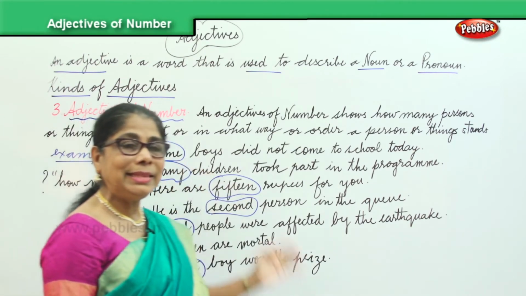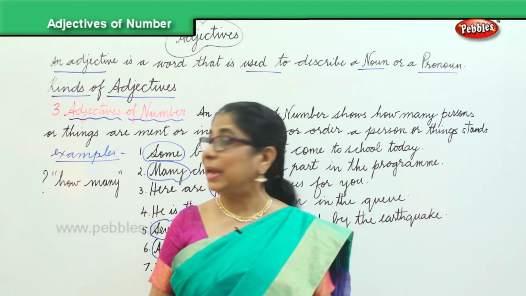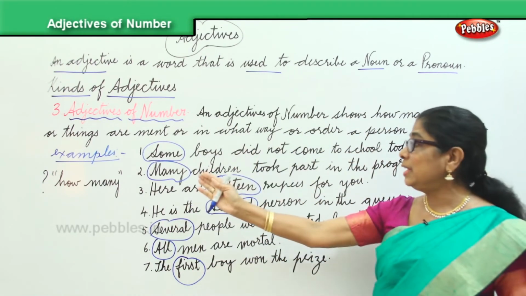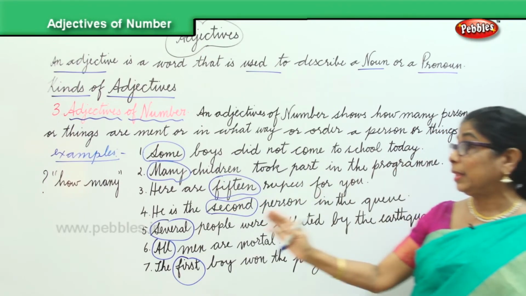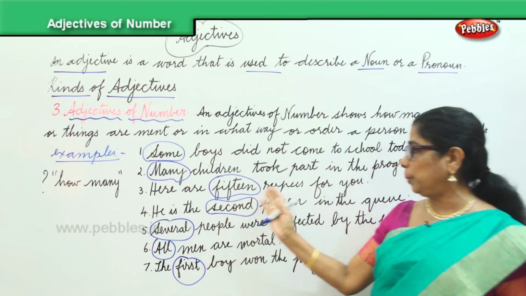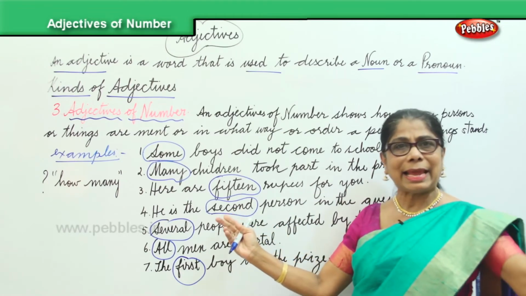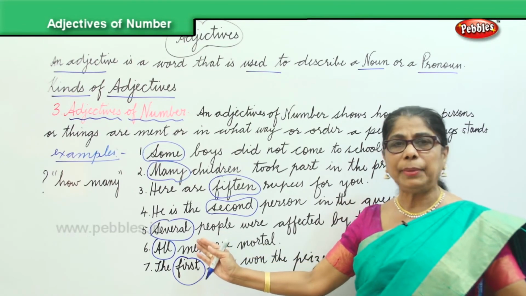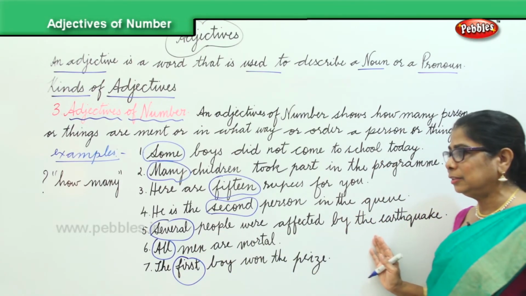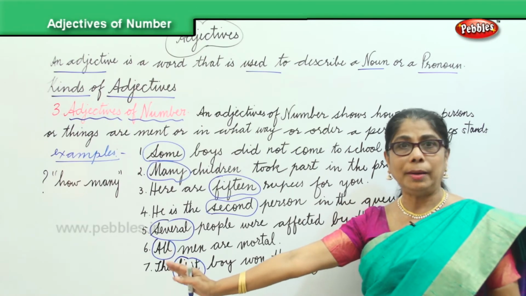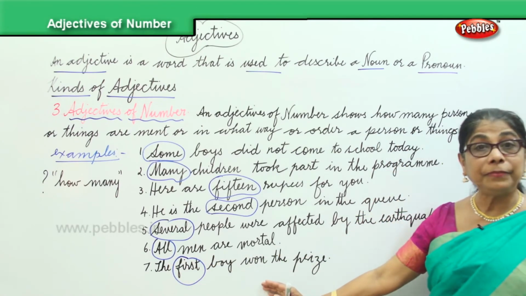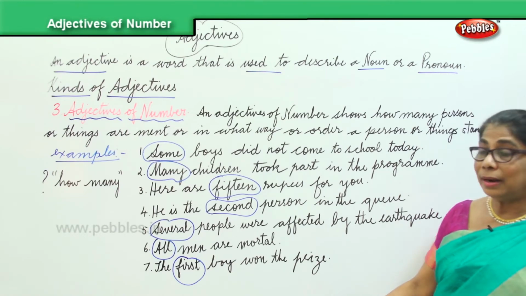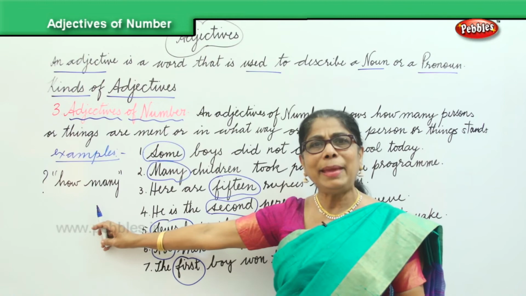So we know these are adjectives of number. Some boys did not come to school today. Many children took part in the program. Here are 15 rupees for you. He is the second person in the queue. Several people were affected by the earthquake. All men are mortal. The first boy won the prize. Adjectives of number answers the question how many.